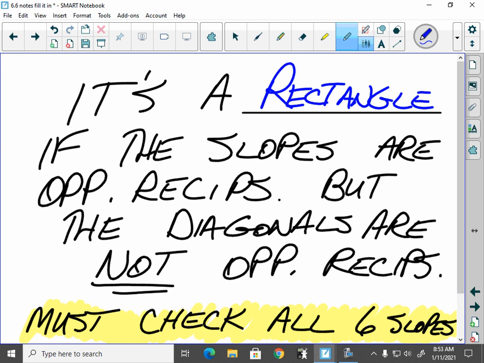If the slopes are opposite reciprocals, but the diagonals are not opposite reciprocals, what does that mean? Okay, here's what that means. Everybody knows what a rectangle looks like, right? Okay, good. Let's say this was slanted just a little. There we go. Let's say that the slope was 2/3, and this slope was 2/3. Well, then this slope would have to be -3/2, and this would have to be -3/2.